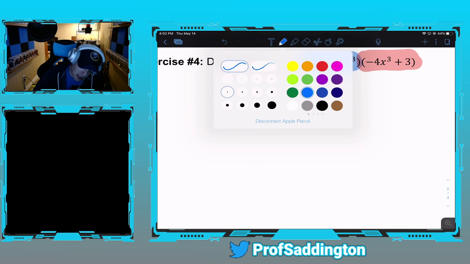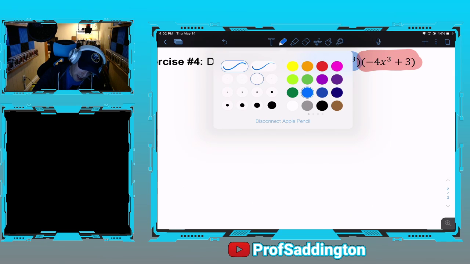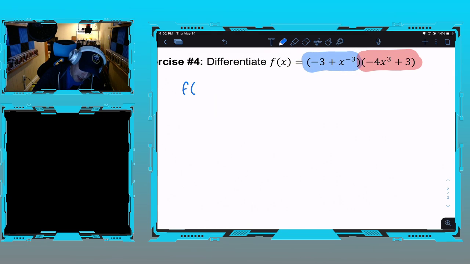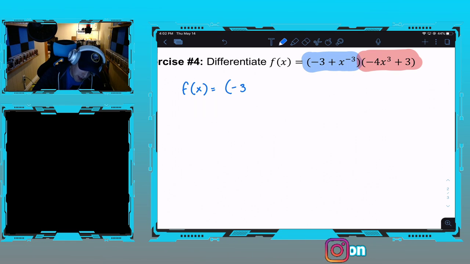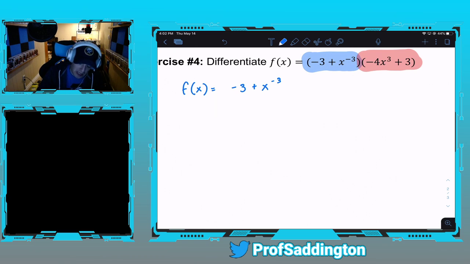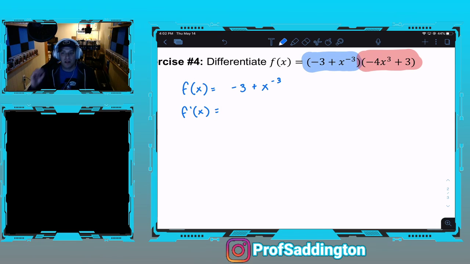I've got to change the line thickness. So f of x is equal to negative 3 plus x to the negative 3. I don't need the parentheses, so I don't know why I'm writing that down. I'm going to do the derivative for it right now. f prime of x is equal to, well, the negative 3 has an exponent of 0, so that technically is going to disappear.